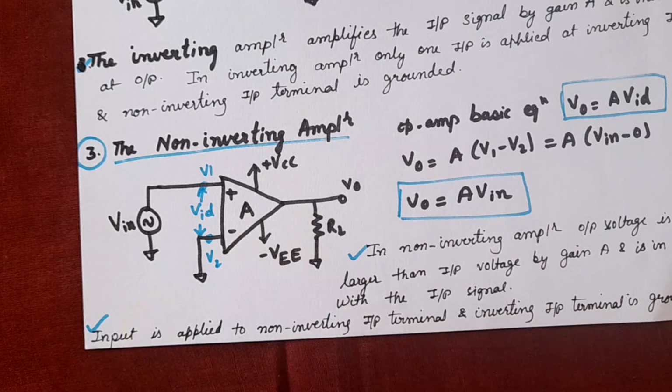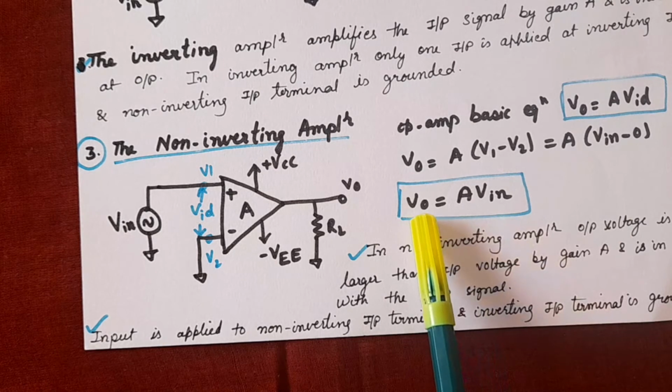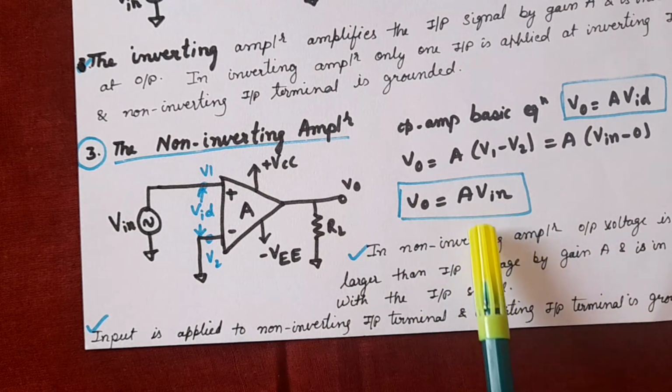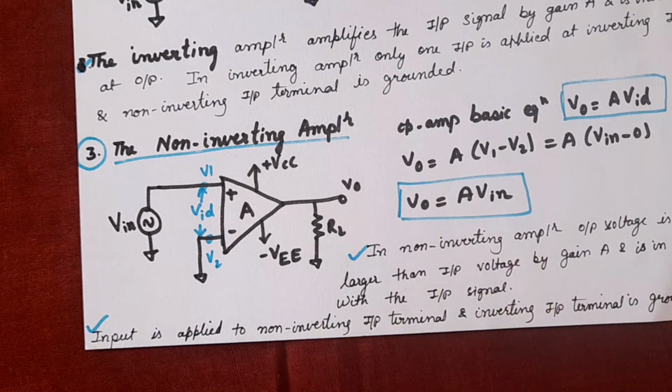So this non-inverting amplifier configuration is also a single input amplifier. In the non-inverting amplifier, the output voltage is larger than the input voltage by gain A and is in phase with the input signal. Input is applied to the non-inverting terminal and the inverting input terminal is grounded.